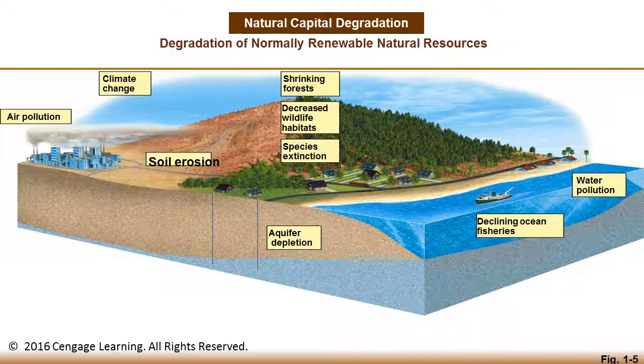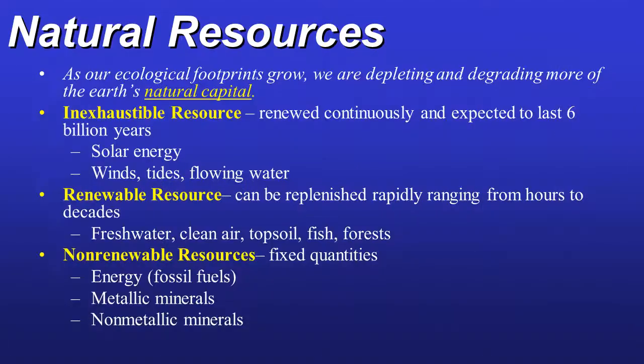This diagram depicts ways in which we have degraded natural capital. As you can see here, air pollution, soil erosion, declining ocean fisheries, water pollution, decreased wildlife habitat, shrinking forests, species becoming threatened or endangered or maybe even extinct. These are all various examples of how we can degrade natural capital within an ecosystem.